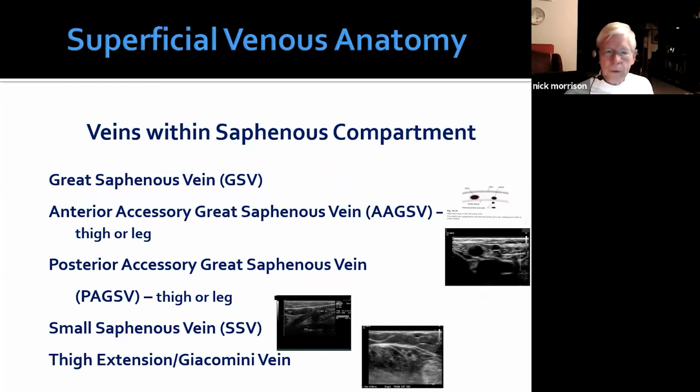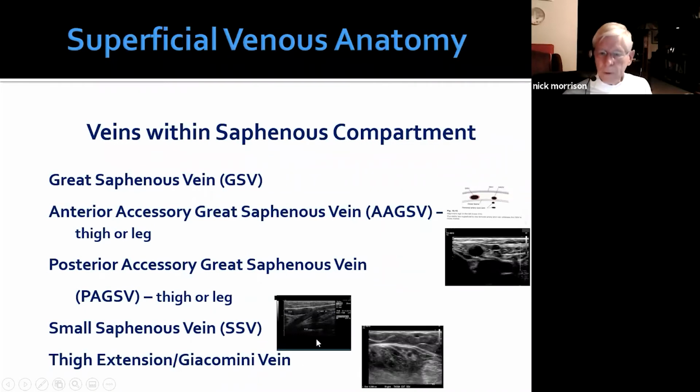Within the saphenous compartment, there is the great saphenous vein. There's an anterior accessory saphenous vein, and you can tell the difference between the two because the anterior accessory will be in alignment with the femoral vein, and so you can tell which one is which. And then there's that posterior accessory saphenous vein.